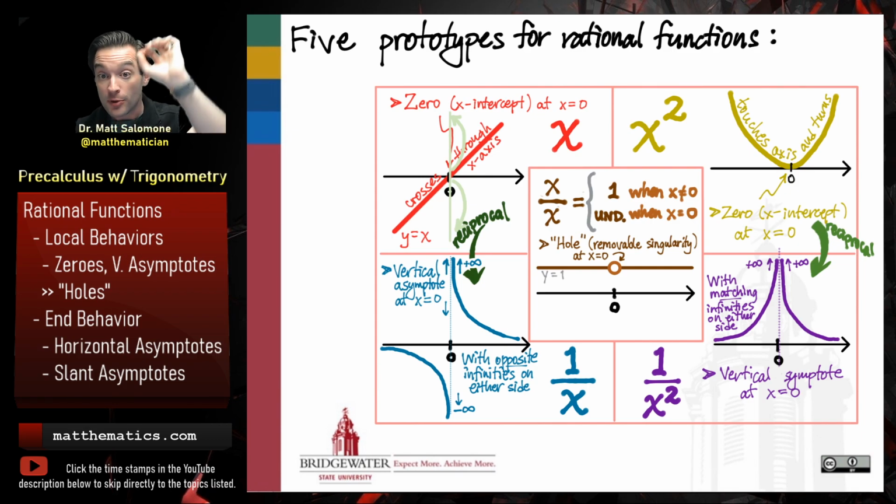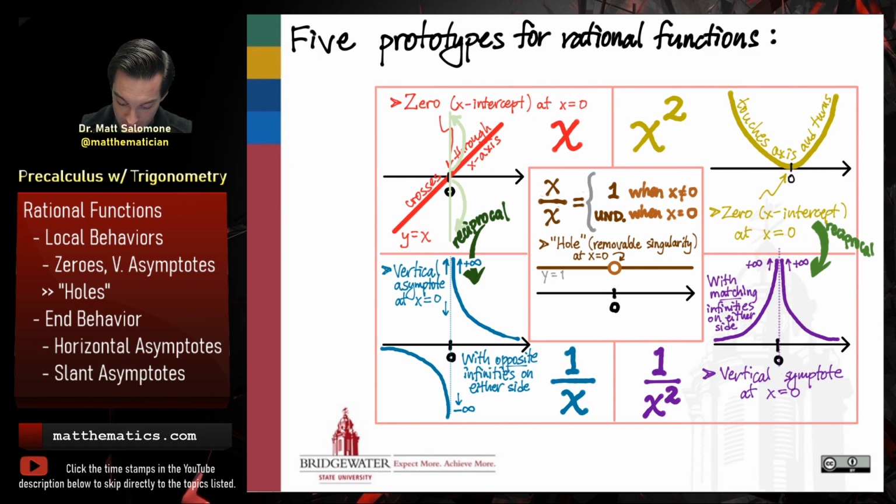Because even if the numerator also becomes 0 at the same place where the denominator does, that 0 in the denominator is still a problem that makes my function undefined. So a removable singularity is the fancy name for it, or a hole is the nicer name for it. That happens whenever the numerator and denominator of a function become 0 at the same time, in the same place. Everywhere else, x over x is equal to 1, but at x equals 0, there's a gap. There's a hole in the graph.